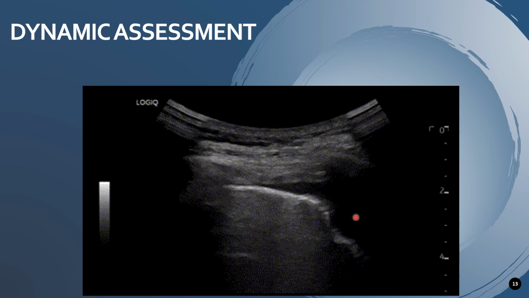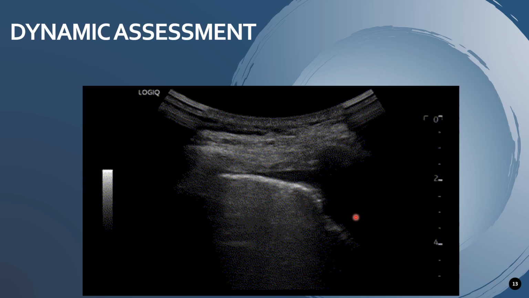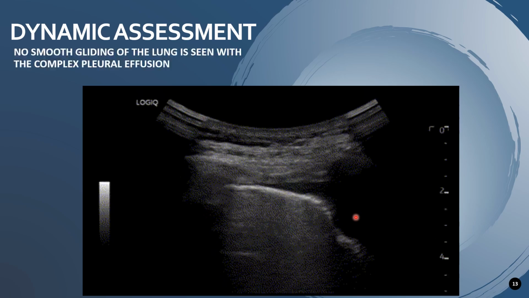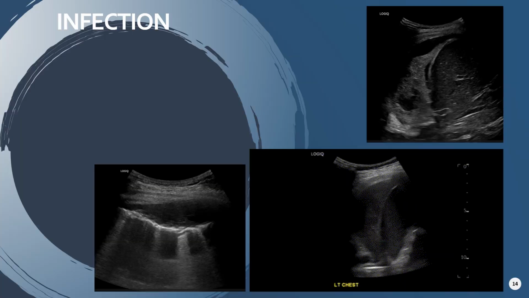And you can have a look dynamically. This is with that patient breathing. There's very little movement of that lung in the presence of that complex effusion.